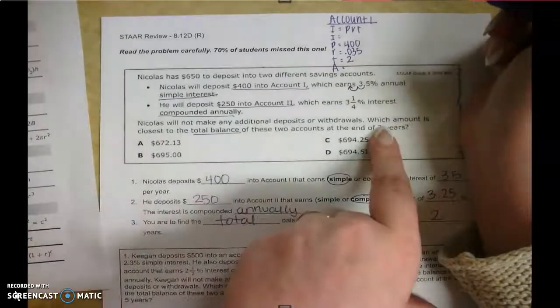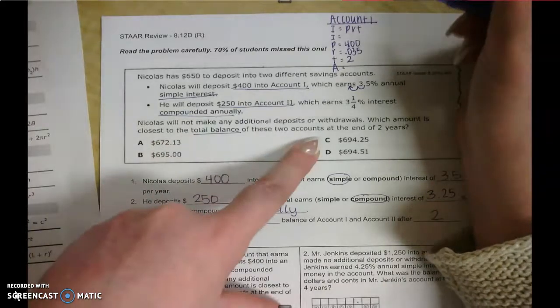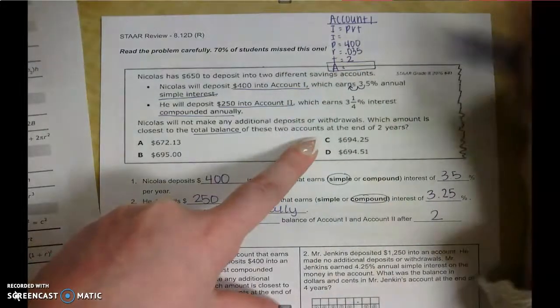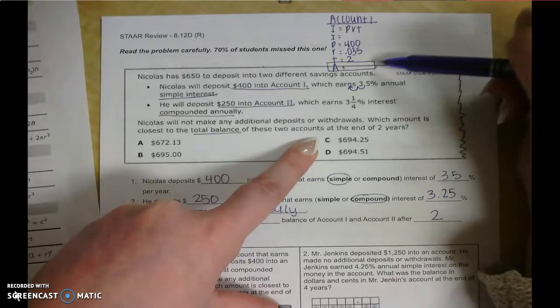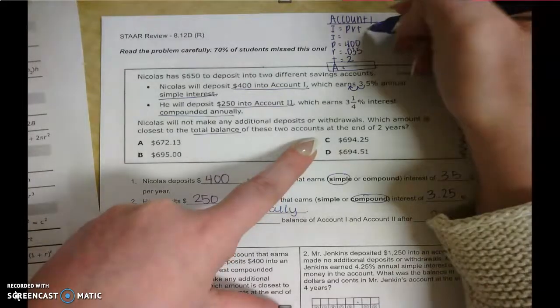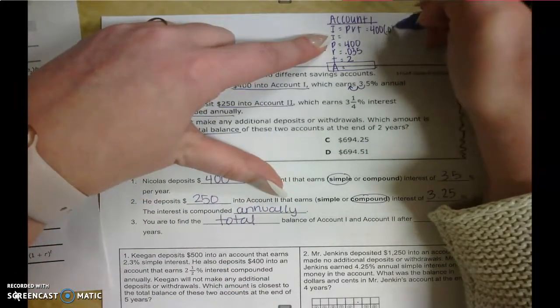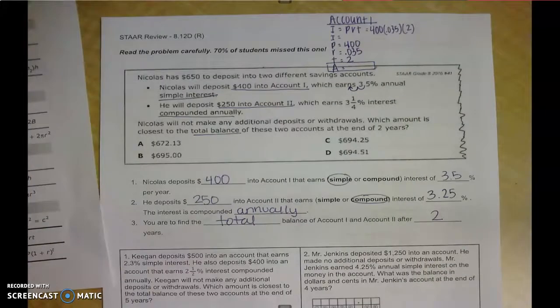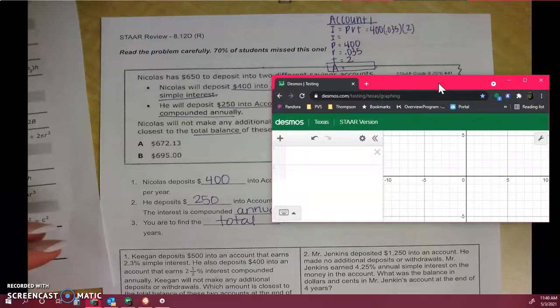So reread this last sentence. Which amount is closest to the total balance of these two accounts? So it's wanting us to find the total balance of both accounts. So I'm going to circle or box in account balance so I know at the end that's what I'm trying to find. So if I use these numbers and plug them in to the formula, so I can go ahead and pull up Desmos and plug in that section there.